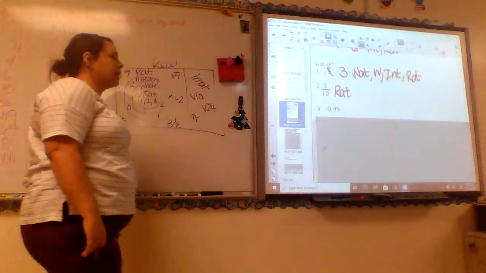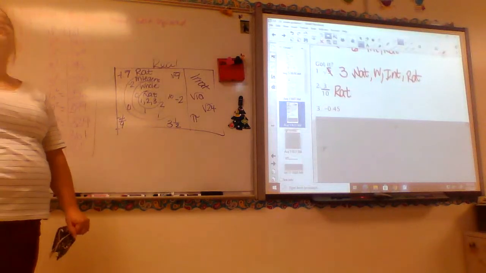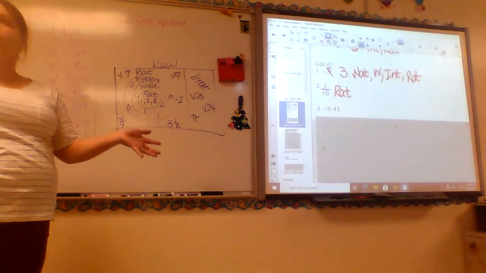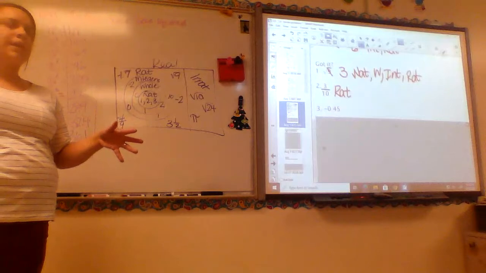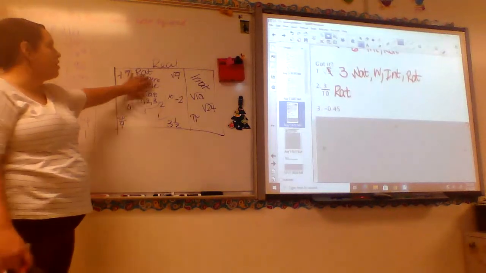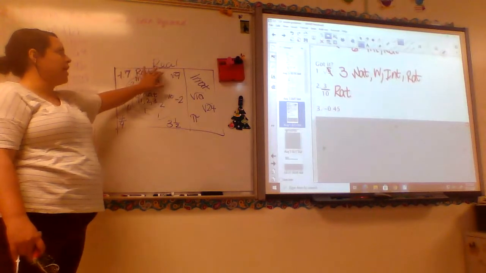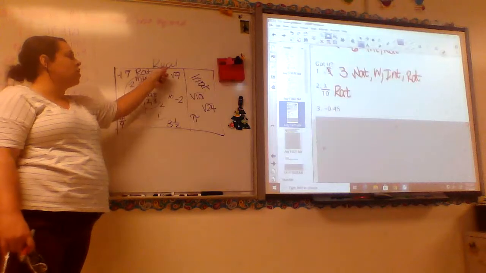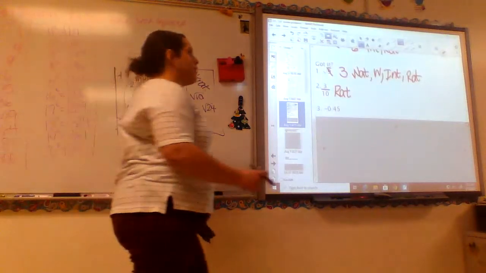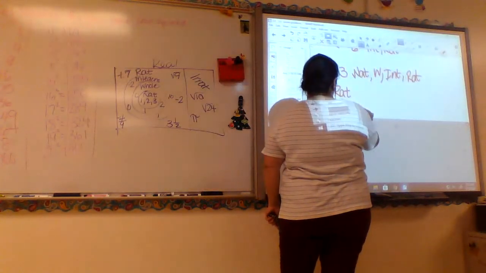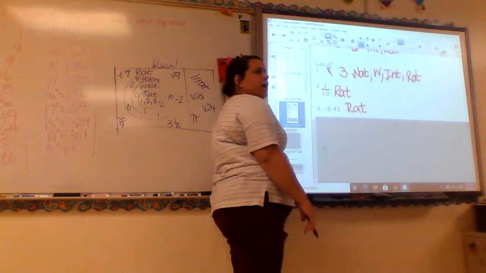All right, what about negative 0.45? Rational. It's just rational. Negative 0.45 is not a number I would typically count by. All right, so that knocks out all 3 of these. So it's either rational or irrational, and it's rational because I could make that into a fraction if I wanted to. Does anybody know how you would make a decimal into a fraction?